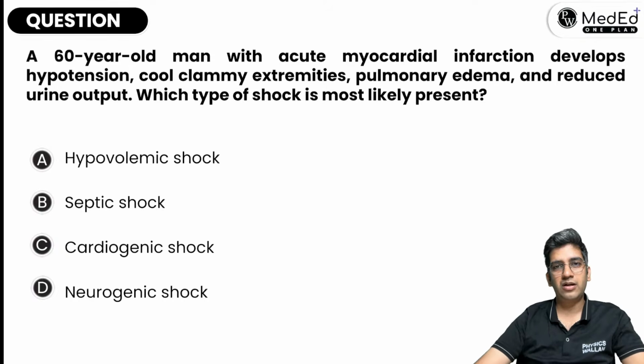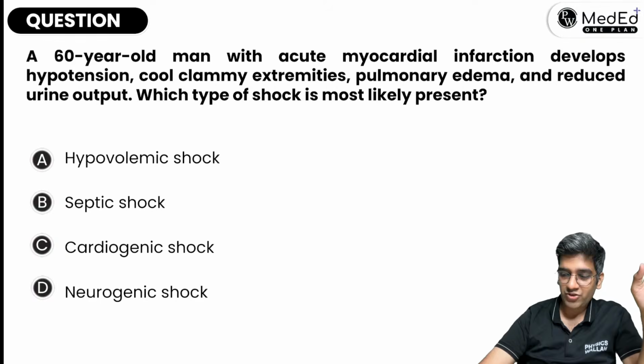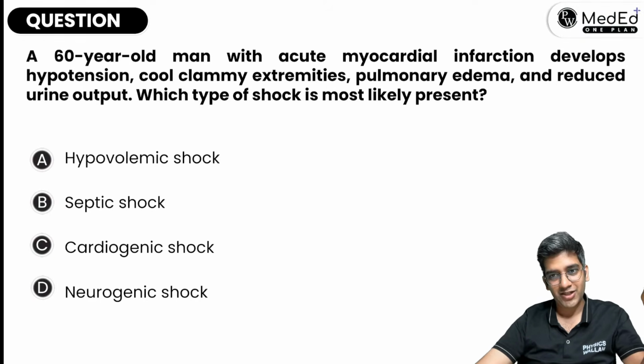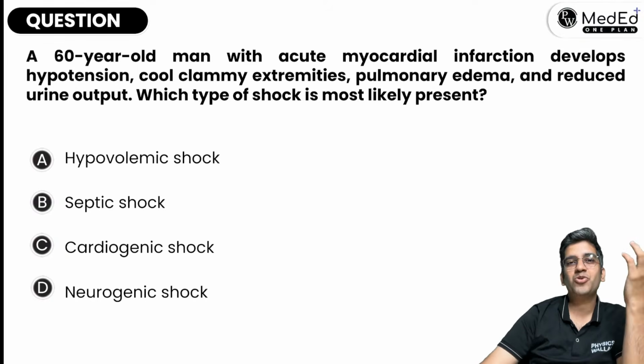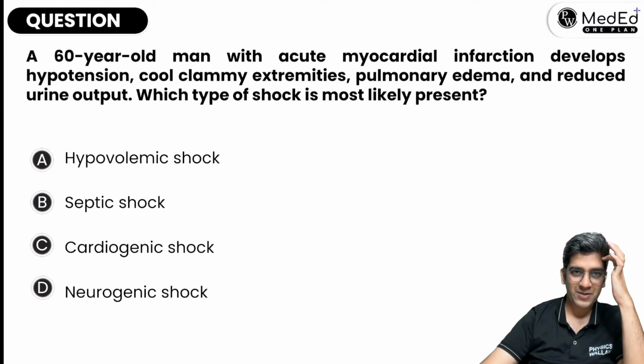60-year-old with acute MI develops hypotension, cool, clammy extremities, pulmonary edema, reduced urine output. What's the most likely shock here? You should not make mistakes in these questions, right? Sometimes questions will be very, very easy in your exam. Don't overthink and make a mistake. It cannot be neurogenic shock. It's a patient with an MI, right?